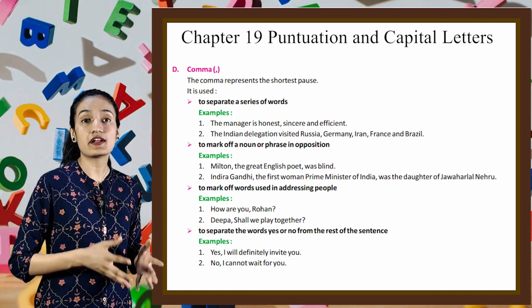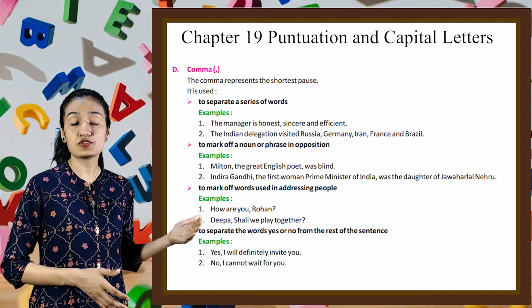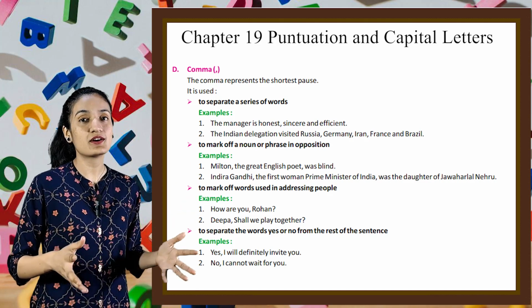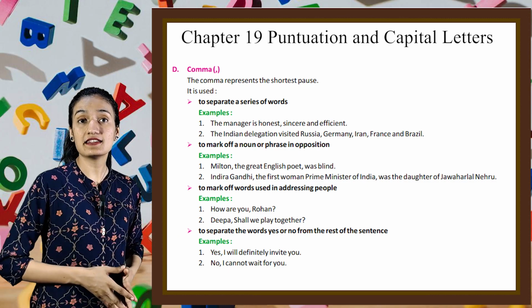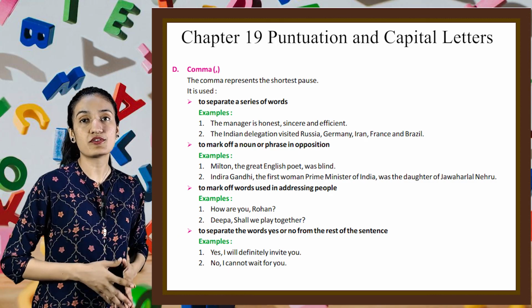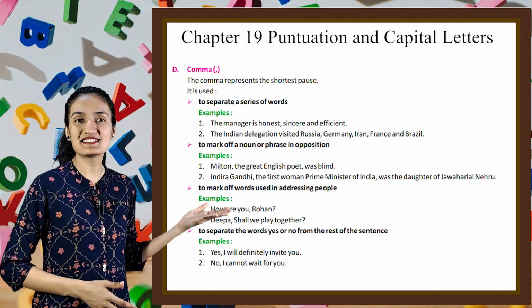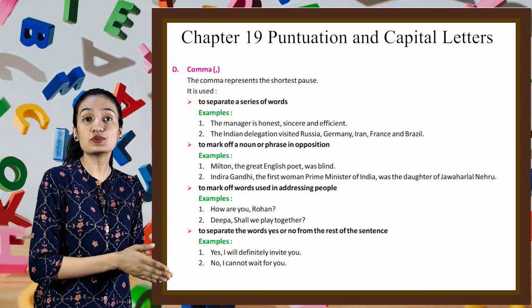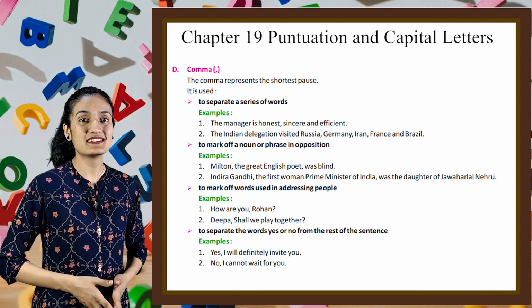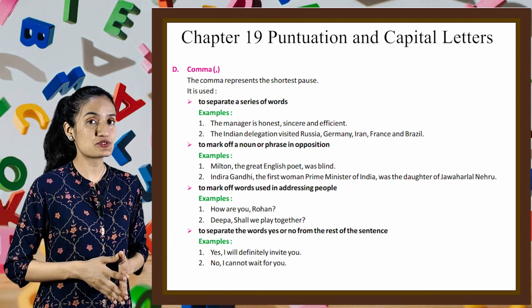To mark off a noun or phrase in apposition. Example, Milton, the great English poet, was blind. Indira Gandhi, the first woman Prime Minister of India, was the daughter of Jawaharlal Nehru. Next is to mark off words used in addressing people. Examples are, how are you, Rohan? Deepa, shall we play together?